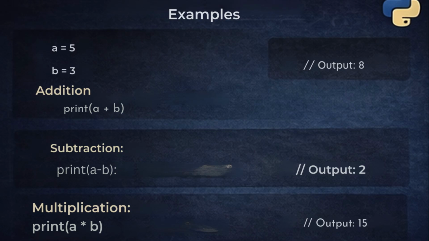A equals 5, B equals 3. Print A plus B. The output will be 8. Simple addition. For subtraction, print A minus B. The output will be 2. For multiplication, use star sign. Print A star B. The output will be 15.